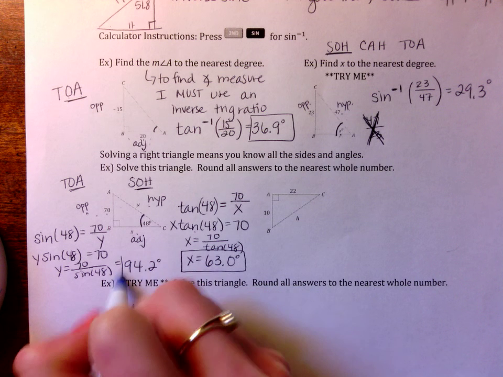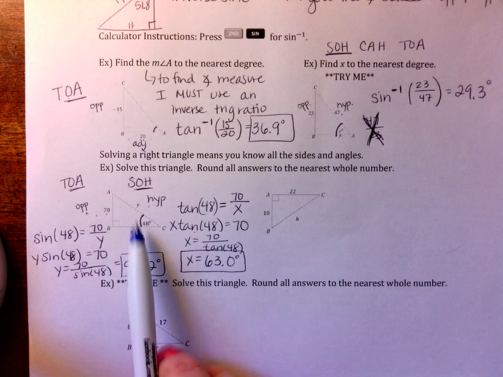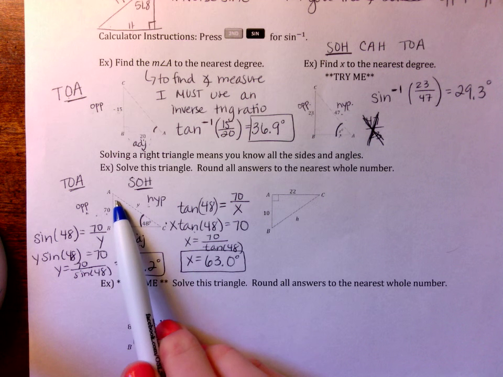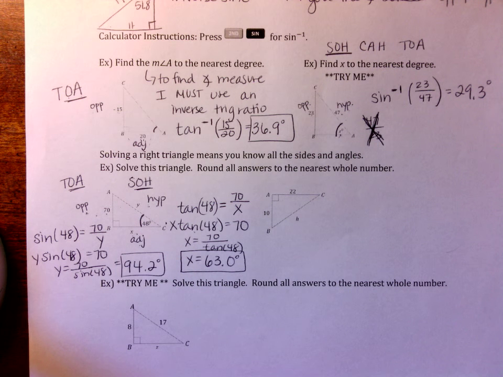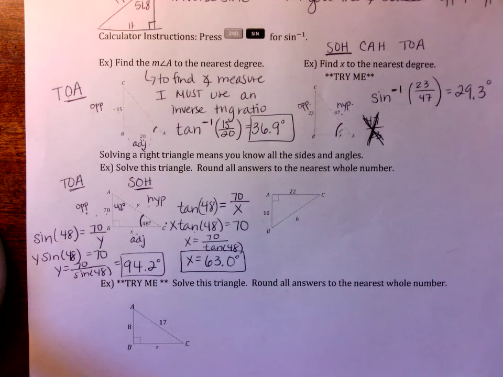94.2, if you want to be exact. All right. And then last but not least, that would complete knowing all the sides. You could find the third angle by just subtracting from 180. So we've got 42 for this angle if you subtract from 180.